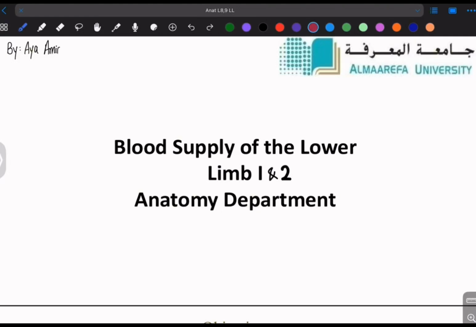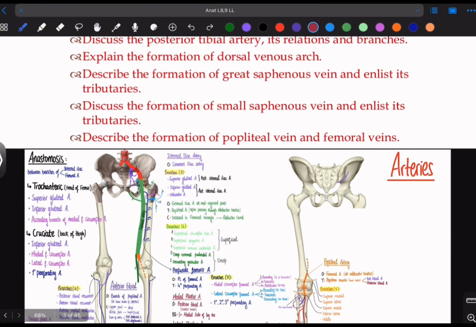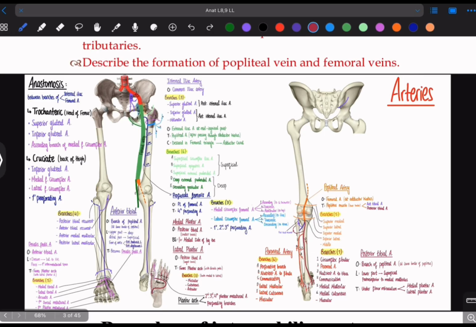Today I'll be explaining the last two anatomy lectures of this block. So, Bismillah, let's start. For these two lectures, we're going to talk about the blood supply of the lower limb. And just like the upper limb, I've merged the slides together. And there's a summary here for the arteries and same thing for the veins.